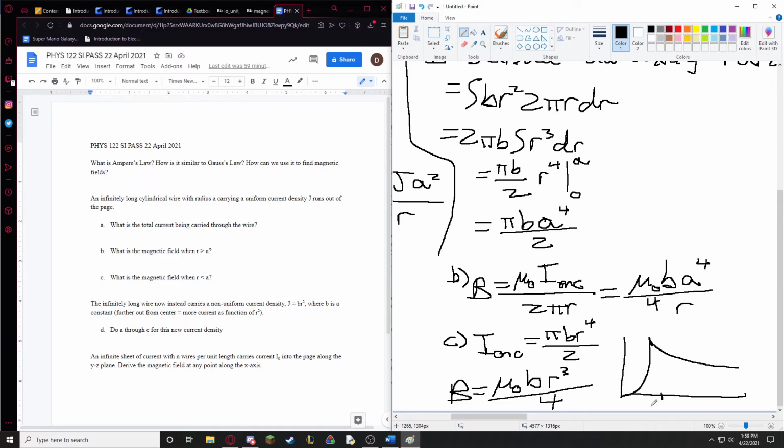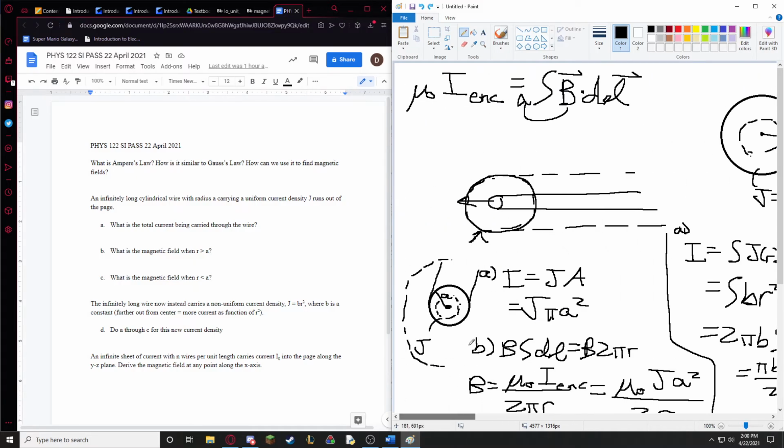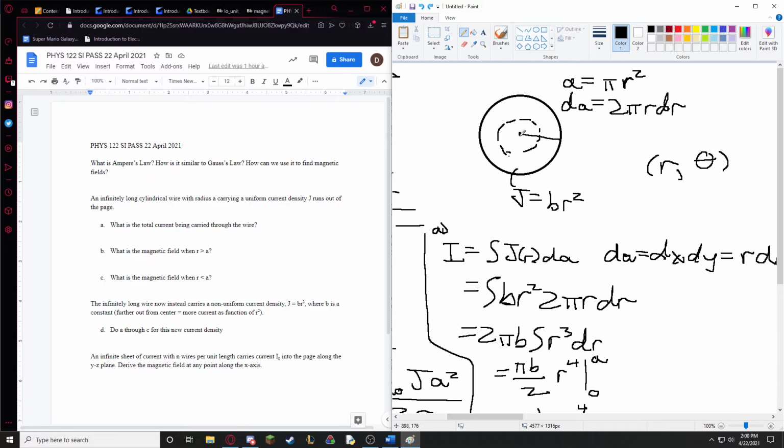I have a quick question. What is B r squared again? B r squared is our current density. B is just a constant, it's arbitrary. Essentially, as we go further out from the center, the amount of current coming through each infinitesimally small bit of area increases. At the center there is 0 current, versus before when we had a constant current throughout the entire thing. Here there's 0 current at the center and it increases as we go out.